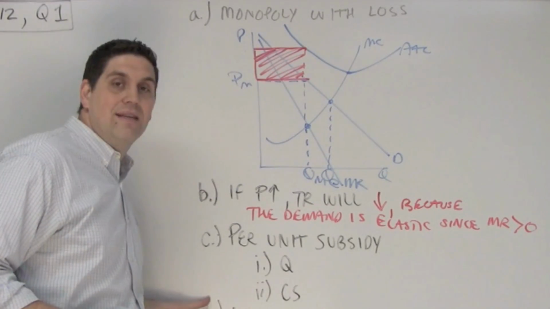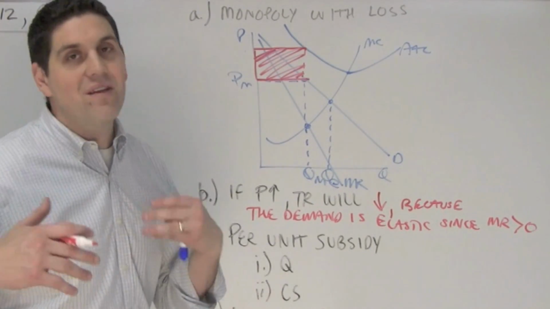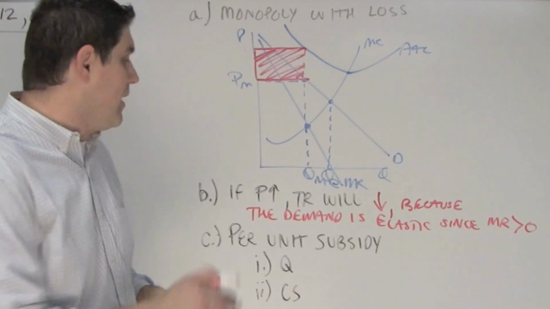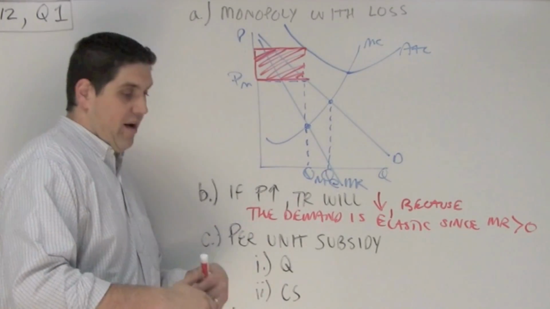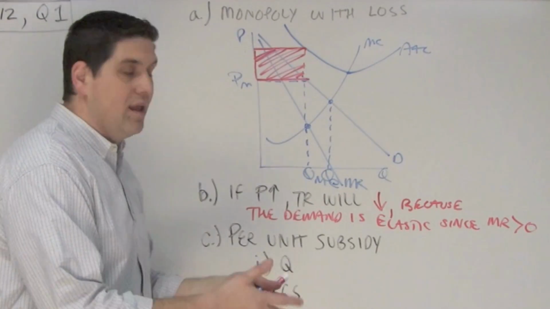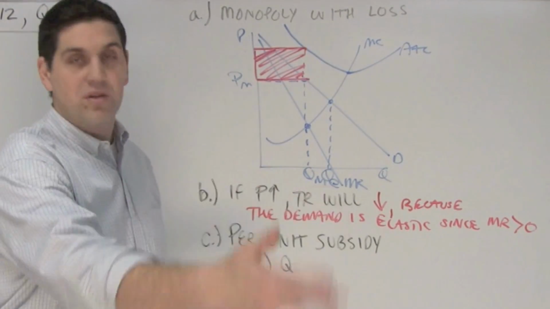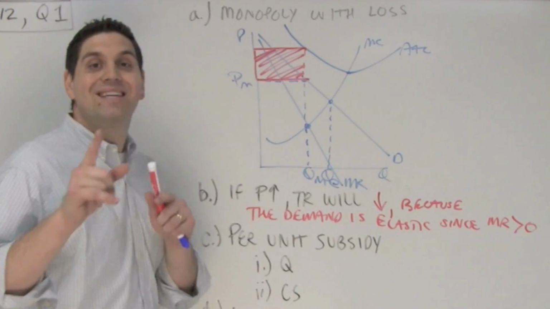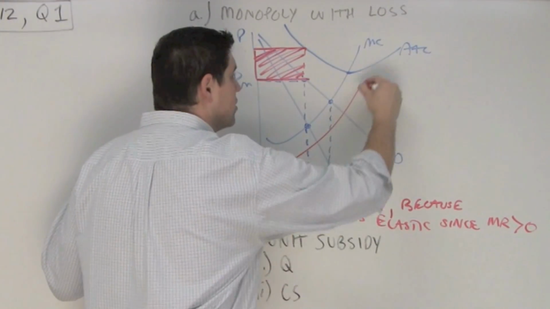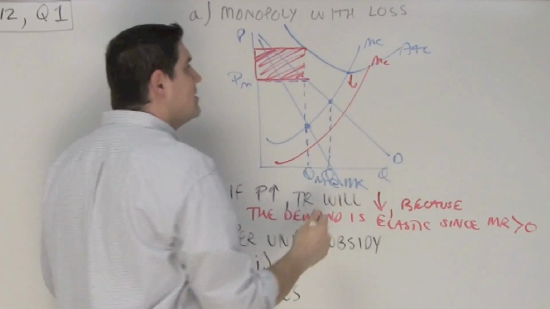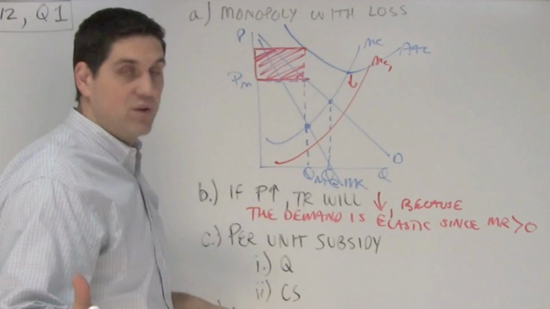In letters C and D, they're asking you the difference between per unit and lump sum. Now, they've done this a lot in the last 5 or 6 years, making sure you know the difference. You've got to know this. A per unit subsidy is the government gives this monopoly money, but for each unit they produce. So they produce another unit, they get another subsidy. Another unit, they get another subsidy. What that would do is decrease the marginal cost. A per unit subsidy will lower the marginal cost like this, because now this firm has a lower additional cost per unit because they're getting a subsidy for each one of those units.